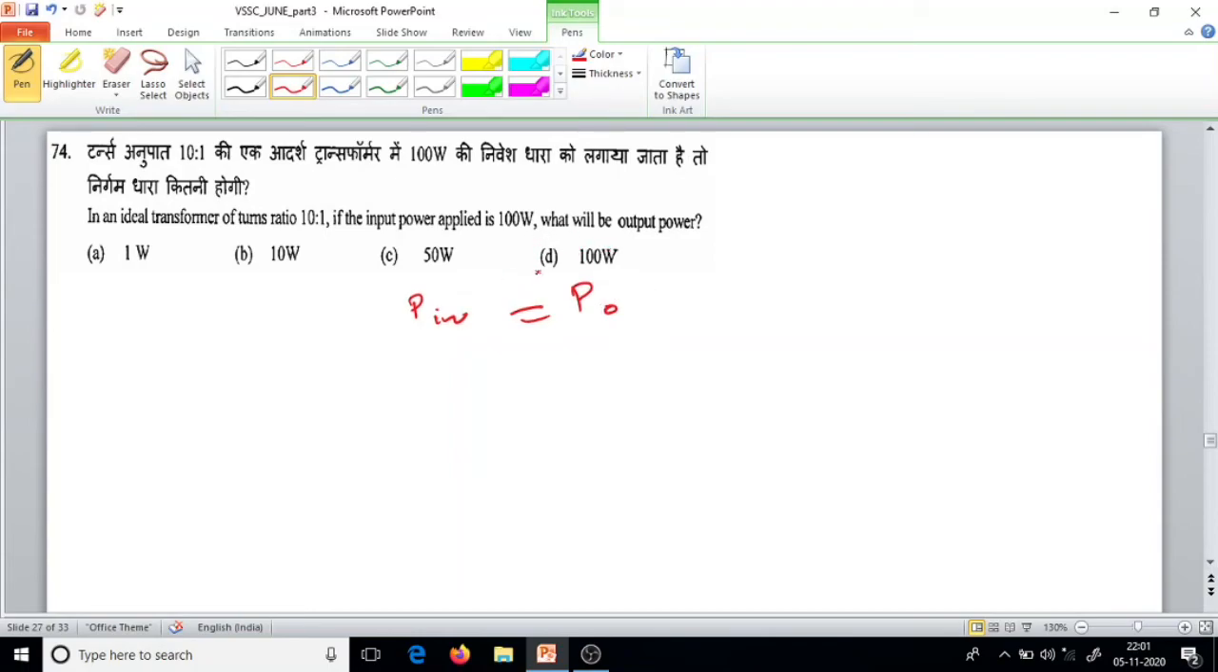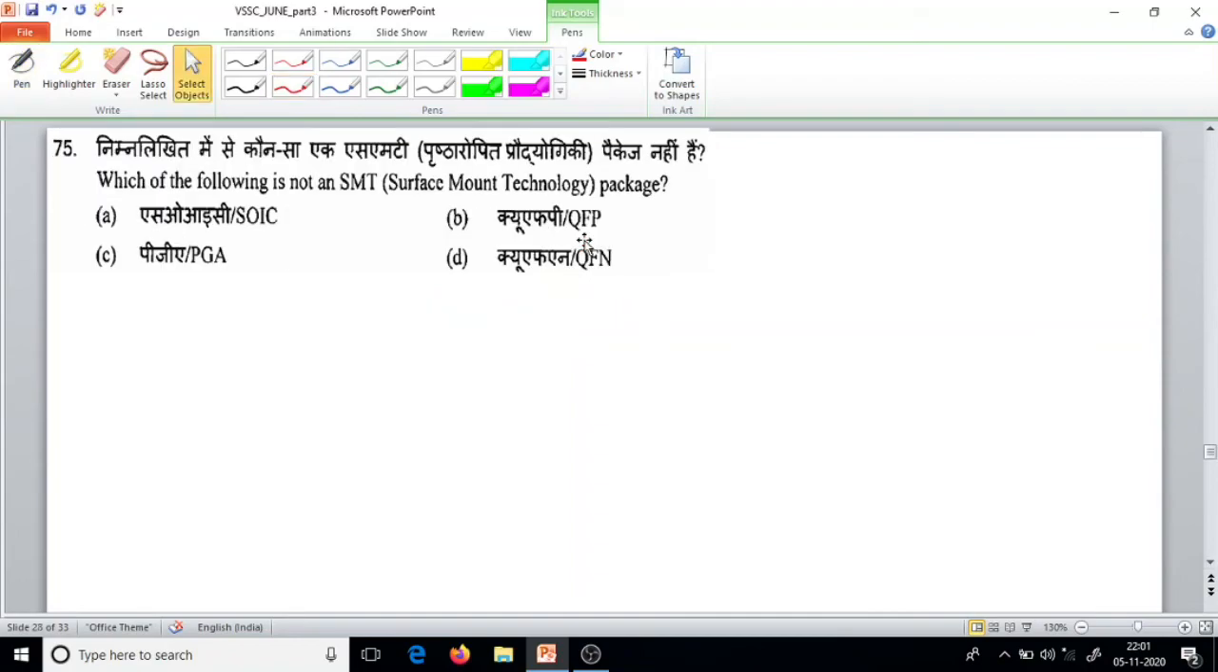Question number 75. Which of the following is not an SMD? SMD, known as surface mount technology, is used to make the components in a smaller area. The component should occupy smaller area. That is done using the SMD technology.